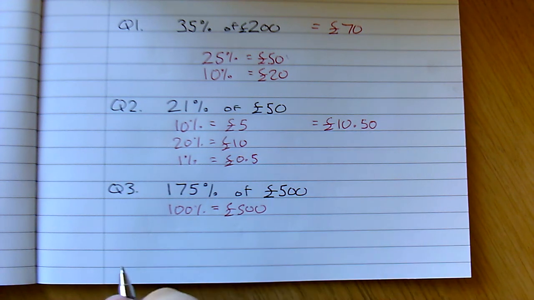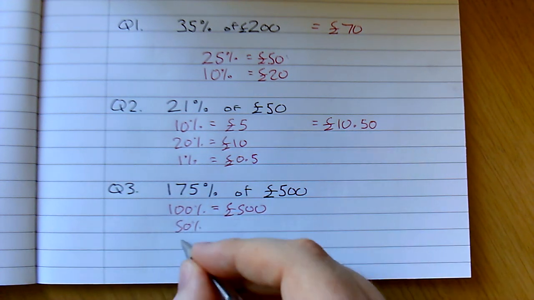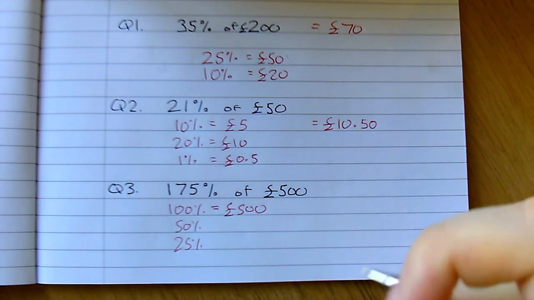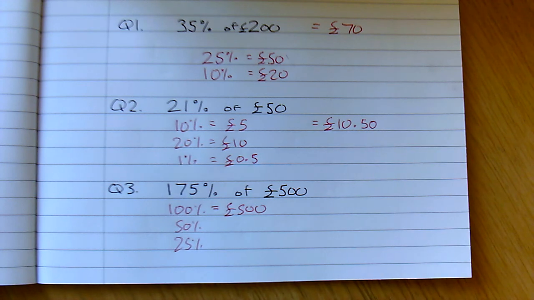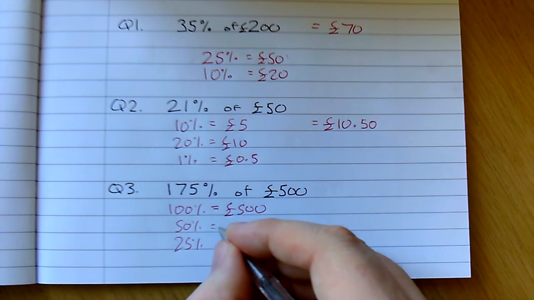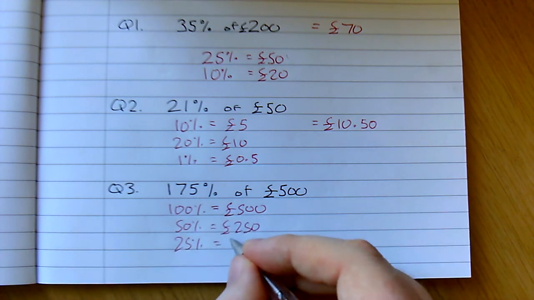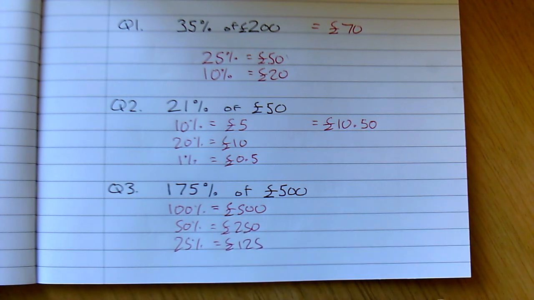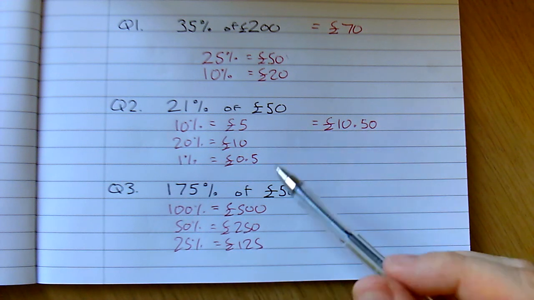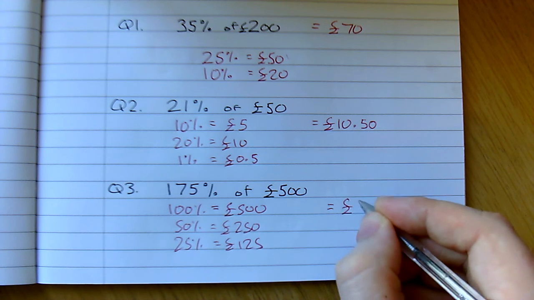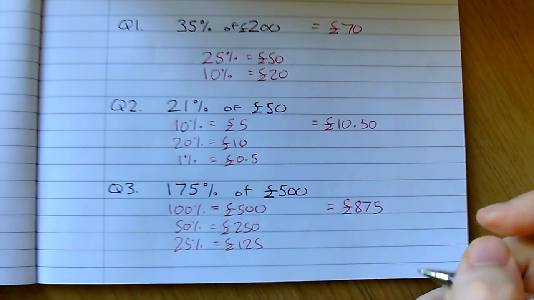My next bit is, well, I could find 50% and I could find 25%, because together that gives me 75%. So you have to think of the building blocks, okay? Remember, you've got 5%, 10%, you can make whatever number you need to make. 50%, I just halve it, so half of 500 is going to be 250. 25%, well, I can just halve my 50%, that's going to give me 125. And now, if I add this all together, 100 plus 50 plus 25 is 175%. So 500 plus 250 plus 125 equals £875, which is my answer.